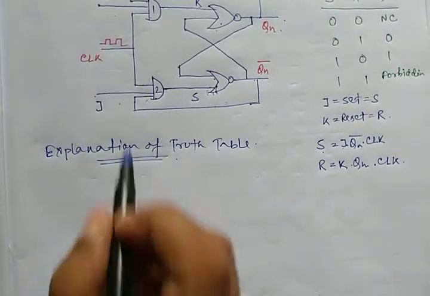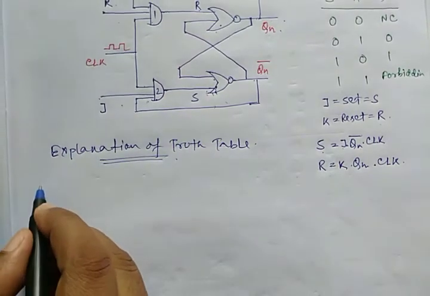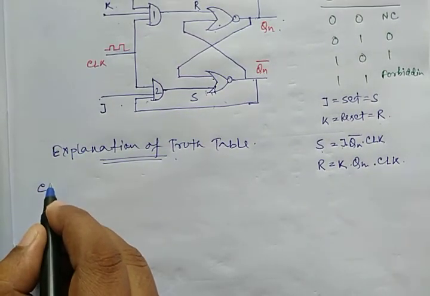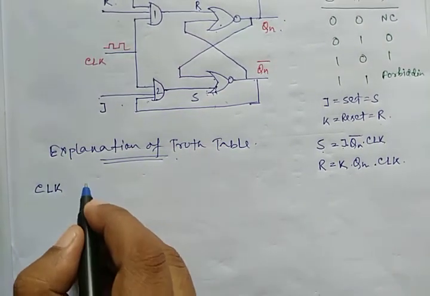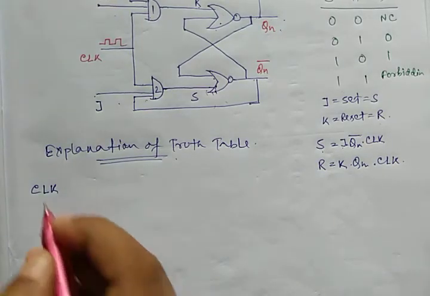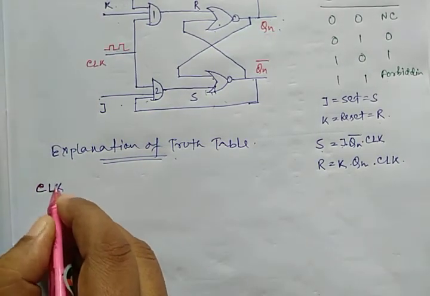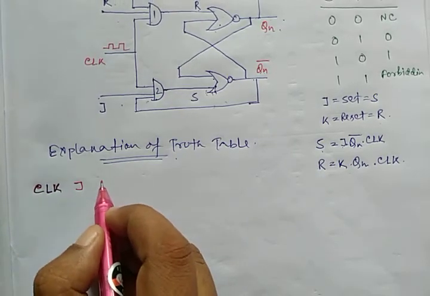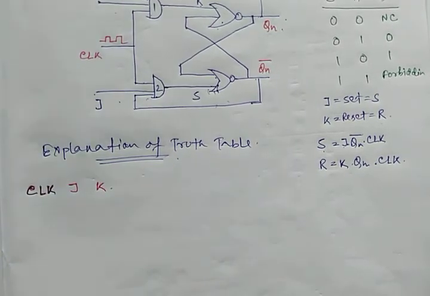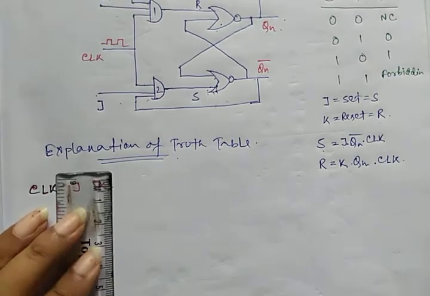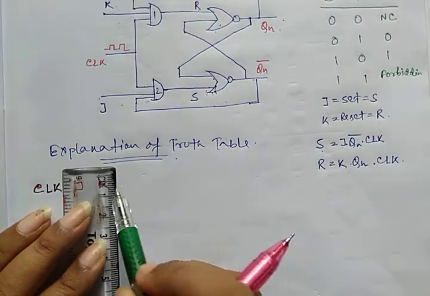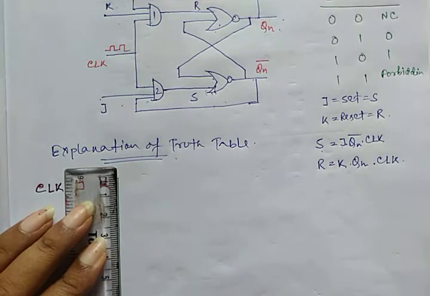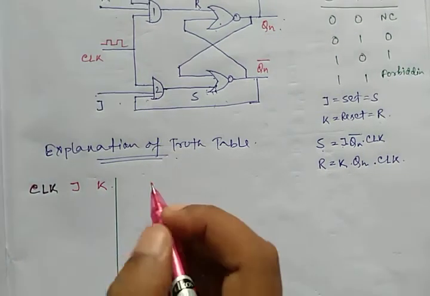So for our truth table, there are 3 inputs. There must be one clock, another is J, another is K. Okay, these are the 3 inputs.